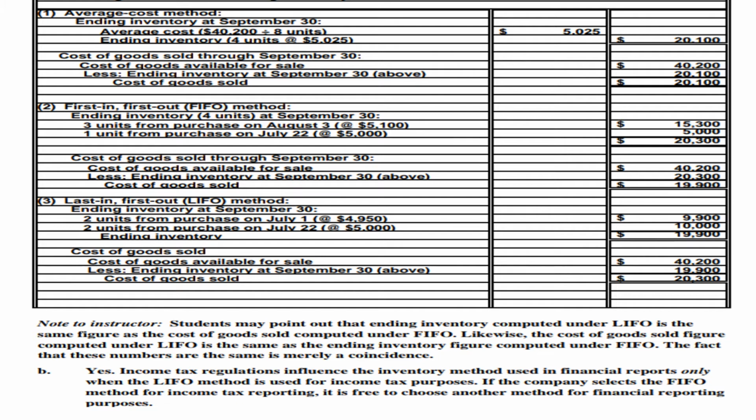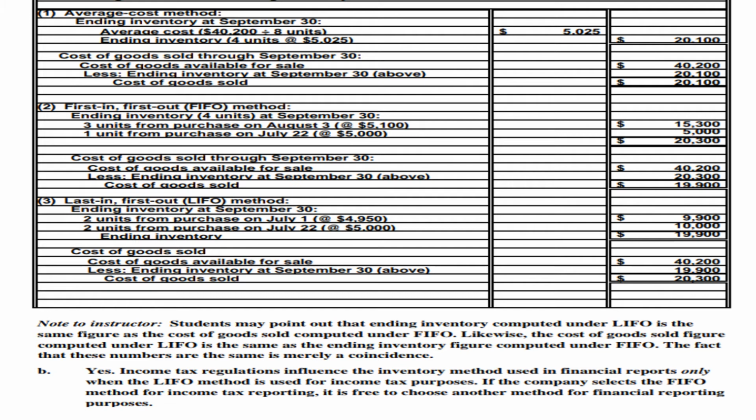In case of last in first out, the ending inventory has the oldest cost. Because we are transferring the cost of the latest units to cost of goods sold, the ending inventory has the older cost, that means the cost incurred at the start or the earlier stages.